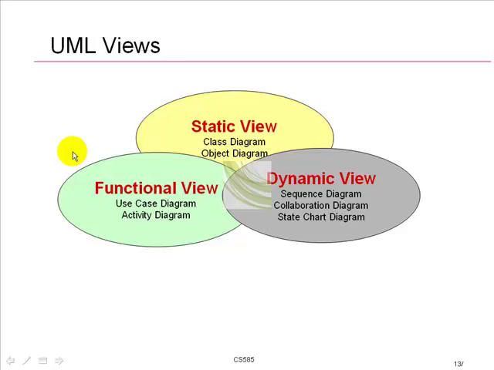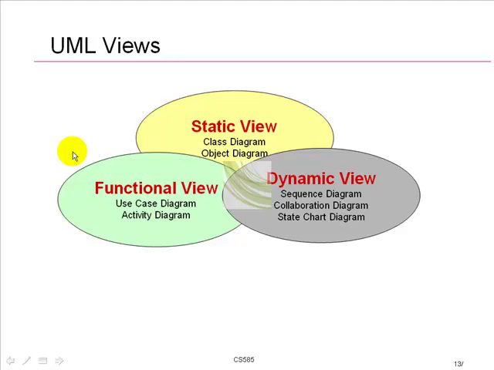Now, take the object. The object itself is a dynamic concept. However, the object diagram is an instance of a class diagram, just like an object is an instance of a class. So that's why it remains in the static view. With the Venn diagram, you can see that the object diagram could also play a dynamic role.